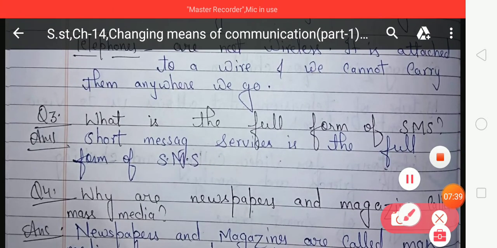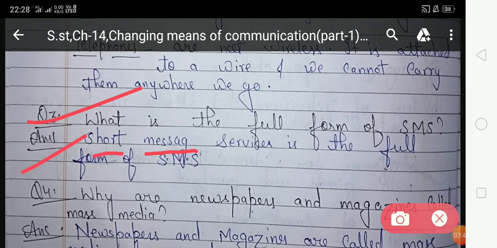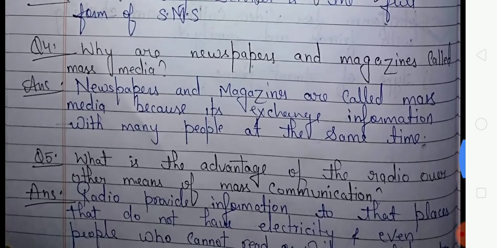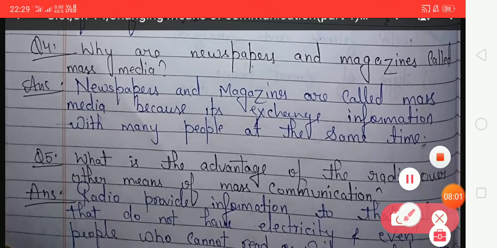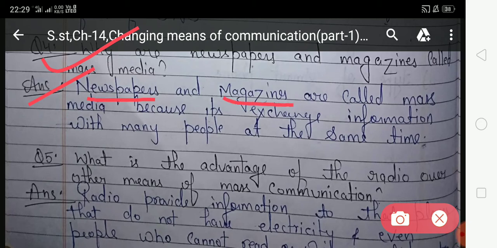Now look at question number 3. What is the full form of SMS? Your answer: short message service, here E is missing. Short message service is the full form of SMS. Now look at the next, question number 4. Why are newspapers and magazines called mass media? Your answer: newspapers and magazines are called mass media because they exchange information with many people at the same time.